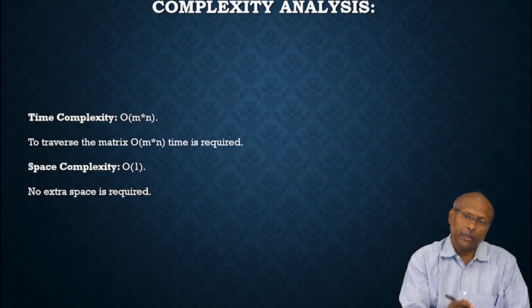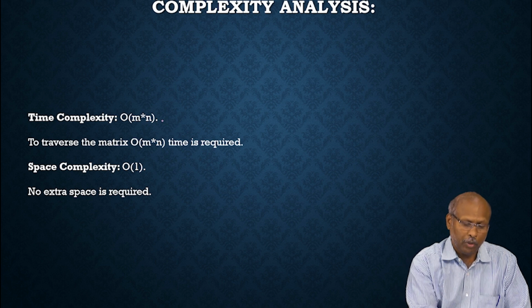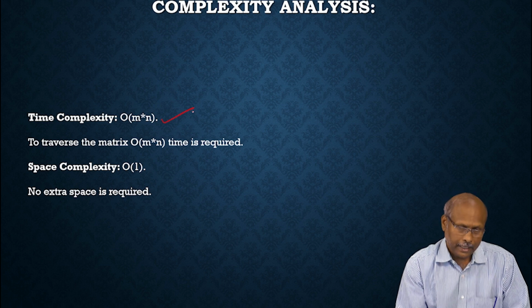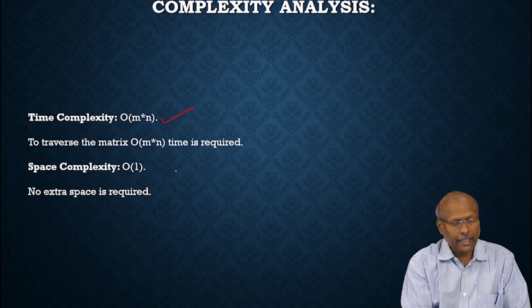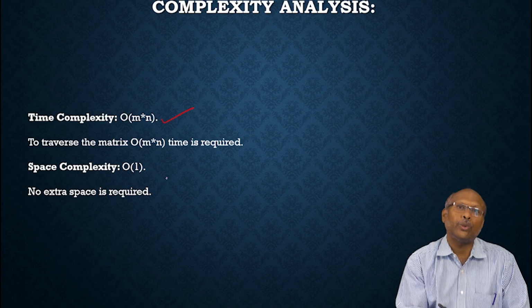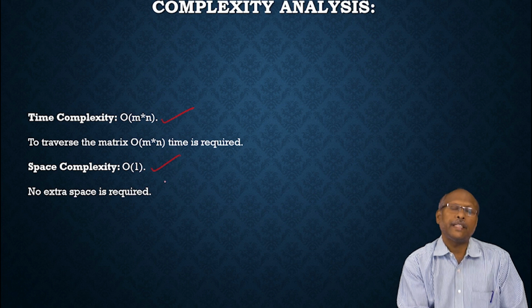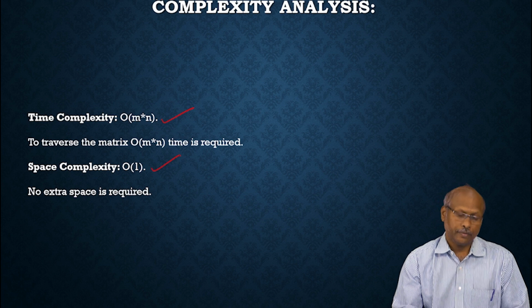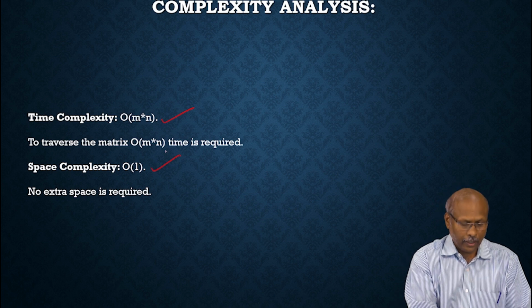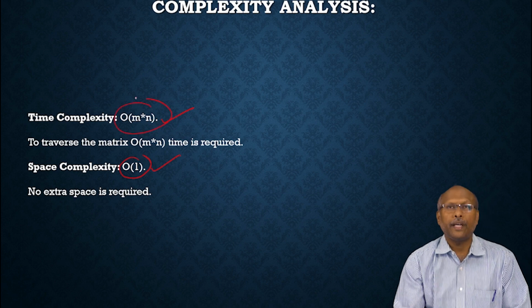If you follow this, because it has to print all the elements, the time complexity will be order of m into n. So this is the best algorithm to print all the elements in a spiral form. The space requirement is fixed. There is no extra space required to print it. So the space complexity is order of 1, and the time complexity is order of m into n.